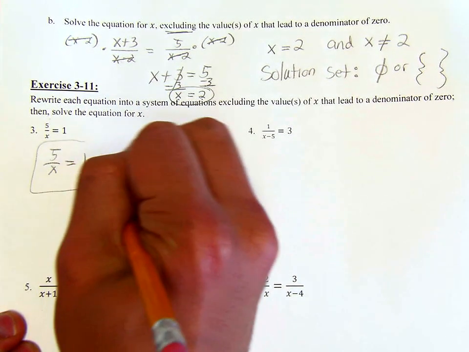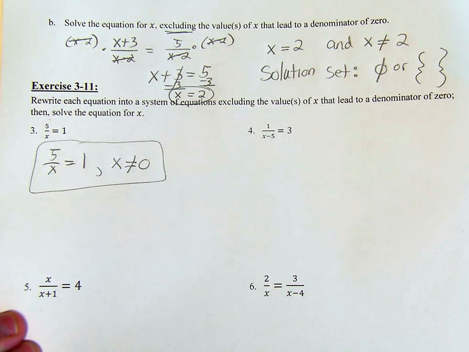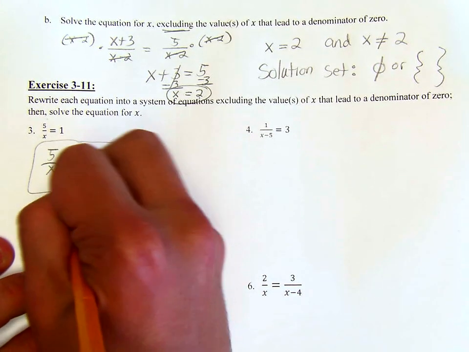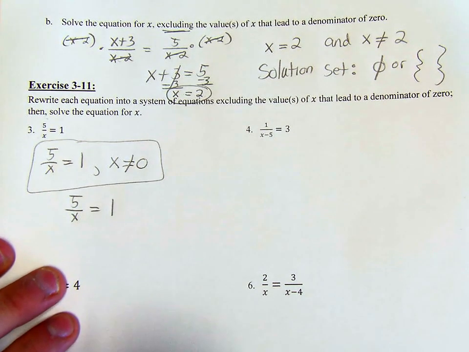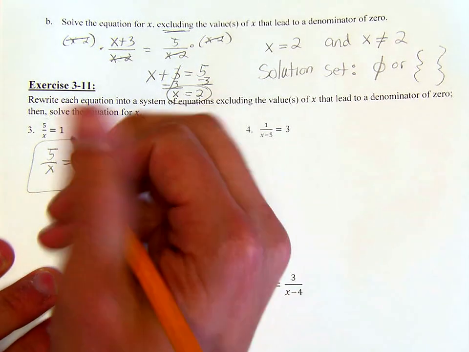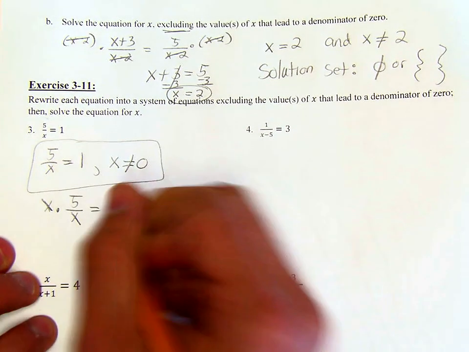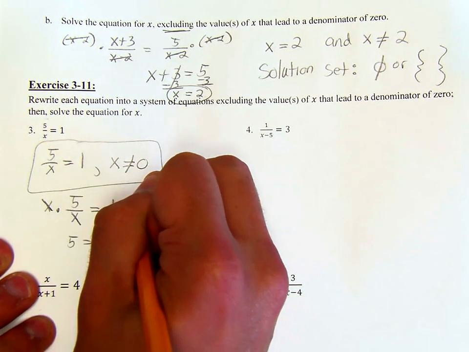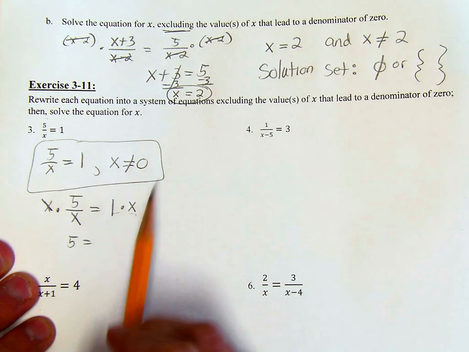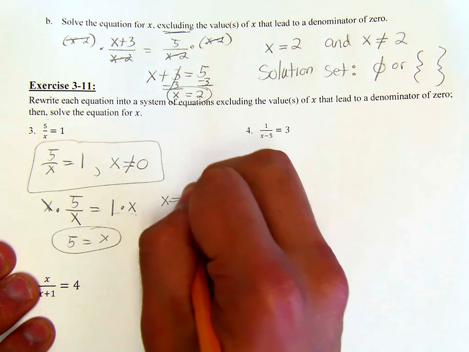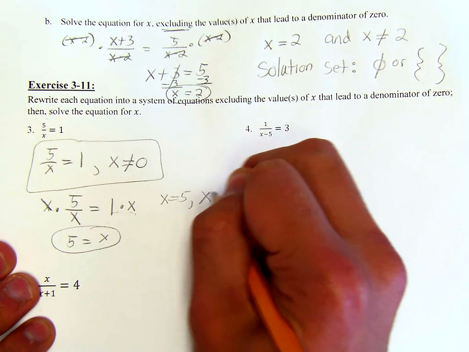Okay? And now what we're going to do is we're going to solve for x. So we have our original equation, 5 over x is equal to 1. On both sides, I'm going to multiply by a common denominator, which would just be x. So x is going to cancel with x. So we'll get 5 is equal to 1 times x, which is just x. So we get that x is equal to 5. So our solution set is that x is equal to 5 and x is not equal to 0. So our solution set is just going to be 5.